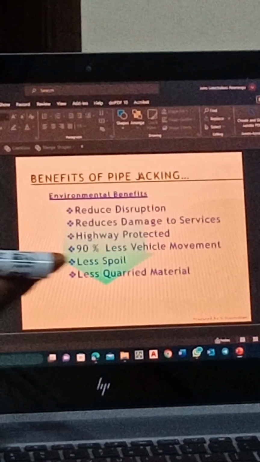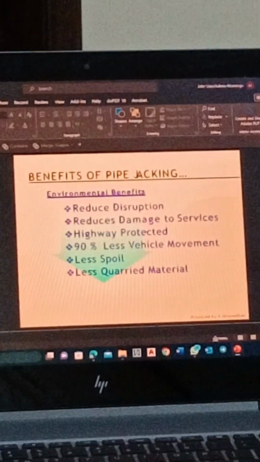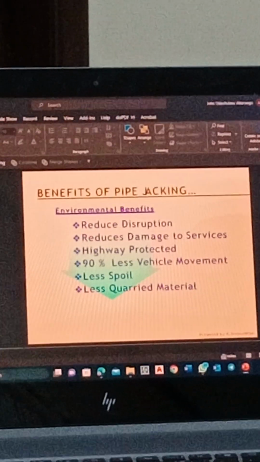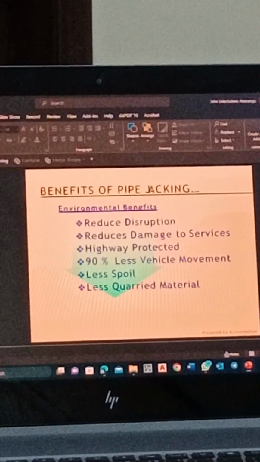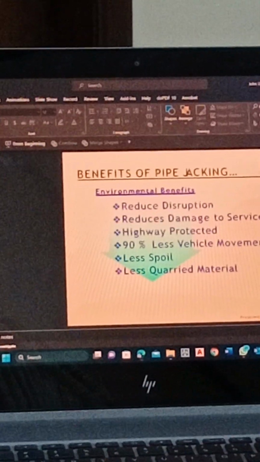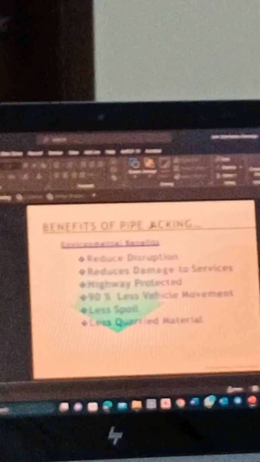Okay, then the highway is protected. Because of the depth, the highway goes around this depth, which is almost maybe 4 meters or 5 meters, or even 6 meters, or as high or low as depending.